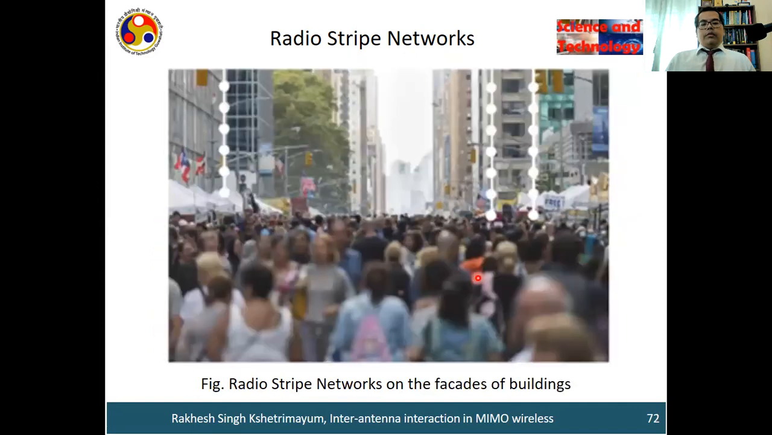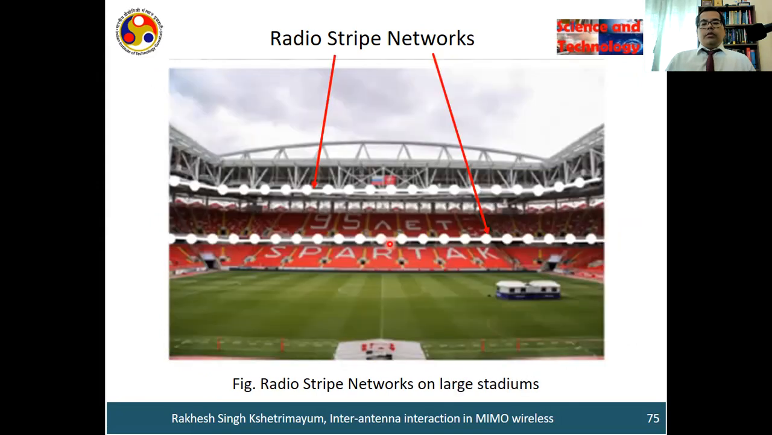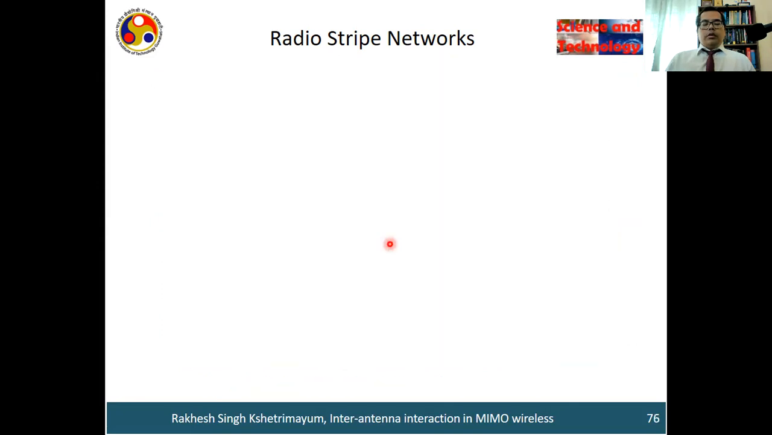Similarly, the example I have given at the beginning, on a city square, many users are using mobile phones, so there will be heavy traffic. So we can put cell-free massive MIMO in the future wireless communication.